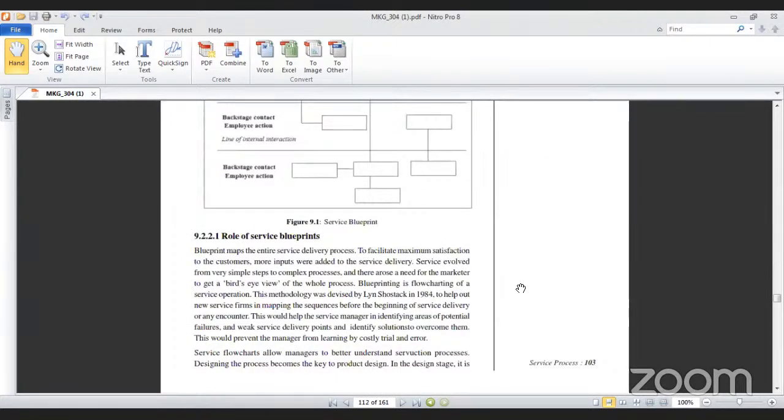Next, the role of service blueprints. Blueprints map the entire service delivery process to facilitate maximum satisfaction to the customer. More inputs were added to the service delivery. Service evolved from very simple steps to a complex process, and there arose a need for the marketers to get a bird's eye view of the whole process.